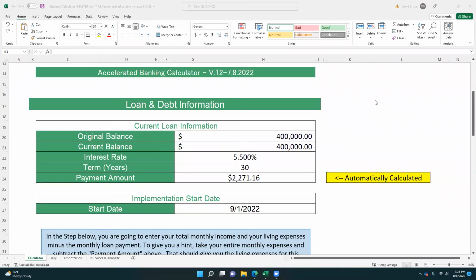Today, what I'm going to do is open up our calculator and show you the math behind our strategies. And I think this is going to blow your mind. So we're going to do several different examples.